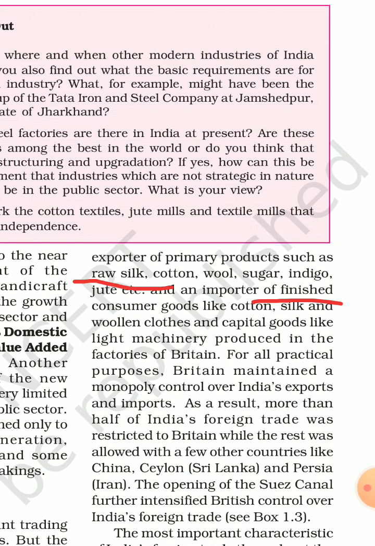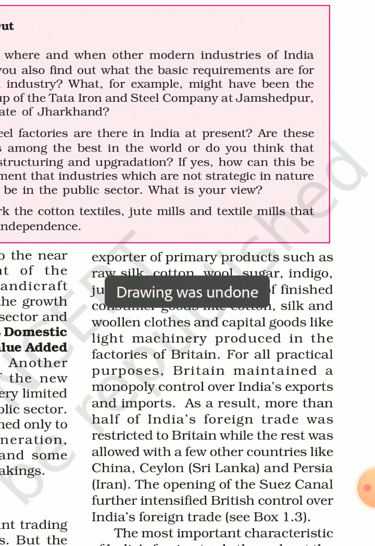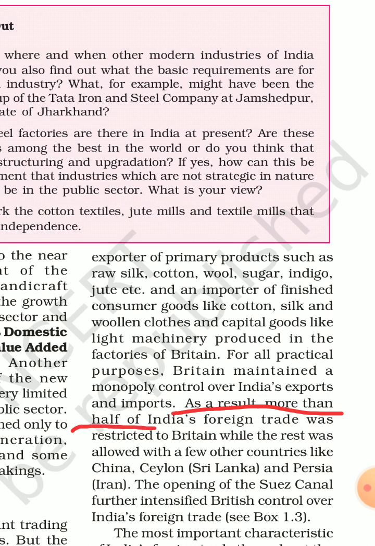And capital goods like machinery produced in the factories of Britain. As we studied earlier, there was hardly any capital goods industry, so capital goods were imported from Britain, which they used to produce. Britain maintained a monopoly control over India's export and import. So the British government maintained the single rule over India's exports and imports. As a result, more than half of India's foreign trade was restricted to Britain, while the rest was allowed with a few countries like China, Sri Lanka, and Persia.